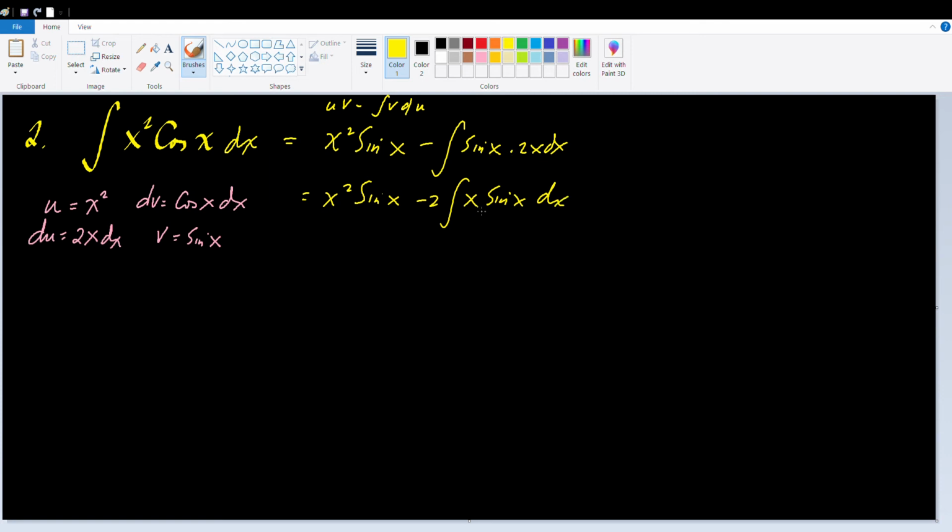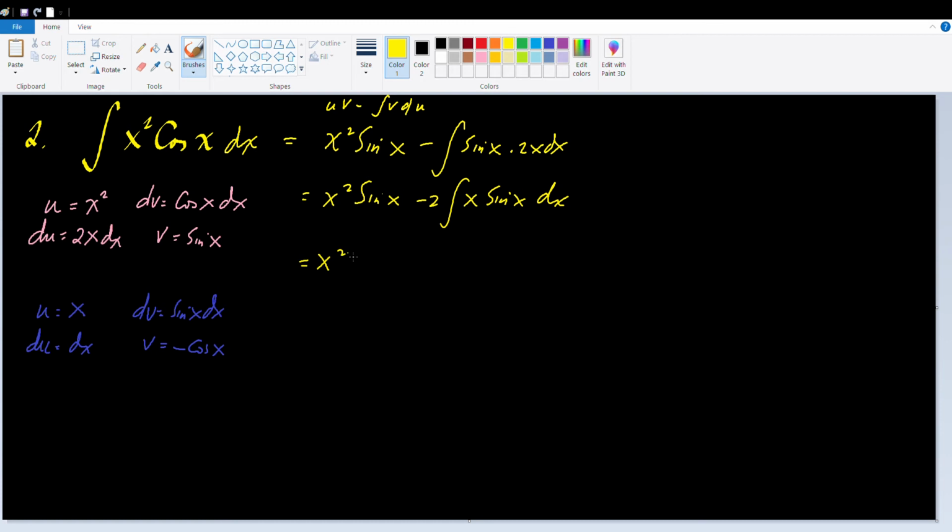Now, notice the appearance of x in the integral together with sine x. So for this one, we will apply a new integration by parts. Our u is now x, before it's x squared, then dv is sine of x dx. So we are applying integration by parts twice for this particular integral. So if u is x, then du is dx, and dv is sine x. So integrating sine x dx will give us negative cosine of x.